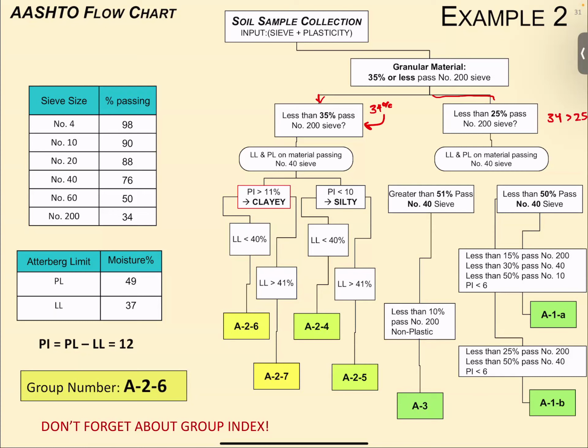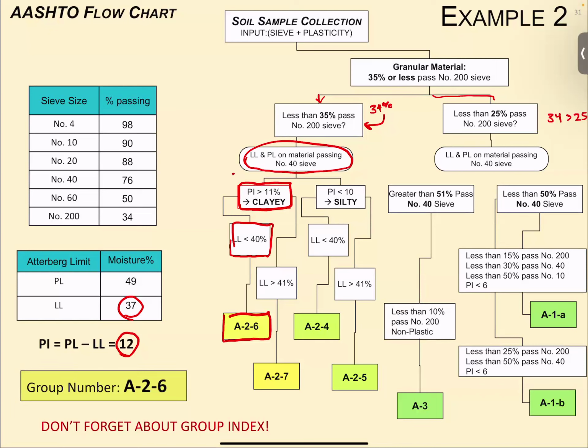So then here we look at the liquid limit and plastic limit on the number 40 sieve. So that's the Atterberg test that we were talking about. So our plasticity index is 12. So that means our plasticity index is here, 12. So it's going to be considered clay. So then we look at the 40%. Are we less than or greater than 40% for liquid limit? We are less than 40%, which is right here. And so this is our A-2-6.